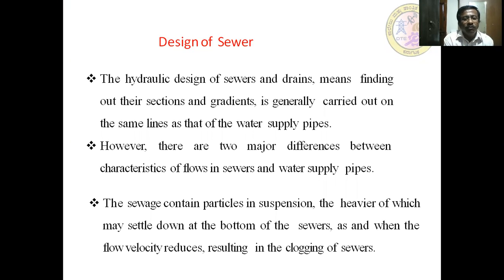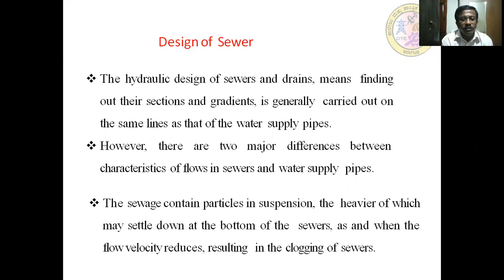But when you go for design of a sewer, it is not designed for a running full condition. It is usually designed only for the partial flow. The hydraulic design of sewers and drains, meaning finding out their sections and gradients, is generally carried out on the same lines as that of water supply pipelines. Even though we use the formulas which are commonly used for water supply pipes, when it comes to running full or partial conditions, we go for only partial flow.